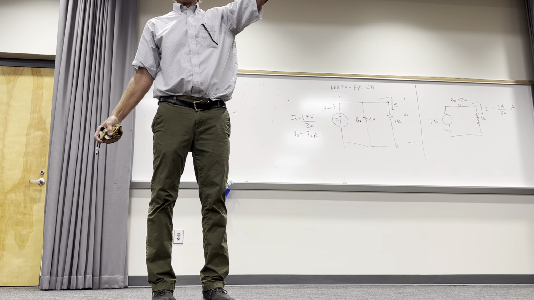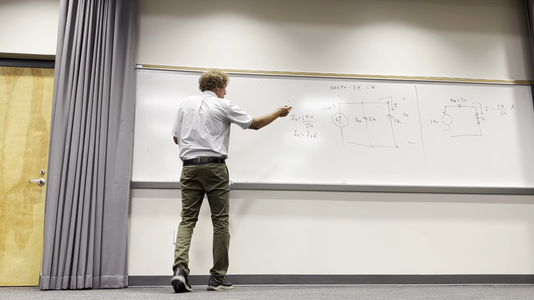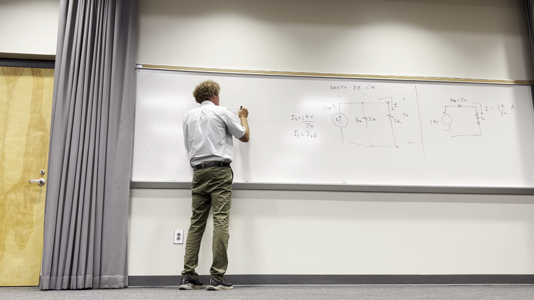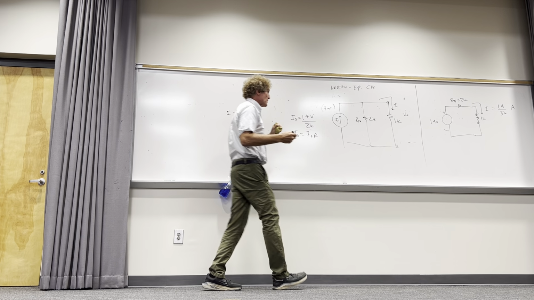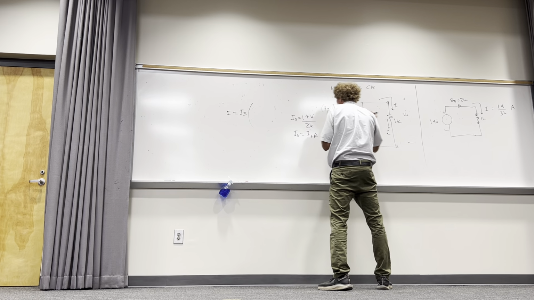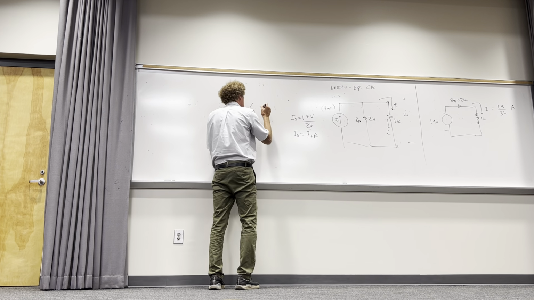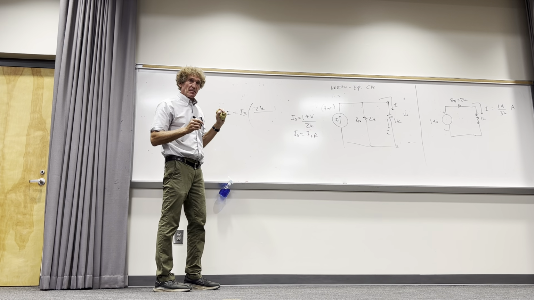Are you with me? So with current division, it says you take the source current, IS, I'm going to put it down in a second, and you multiply it by the opposite value of resistance that you want the current through. I want the current through this guy, right? So I multiply by the opposite value first over the sum of the two, or 3K.